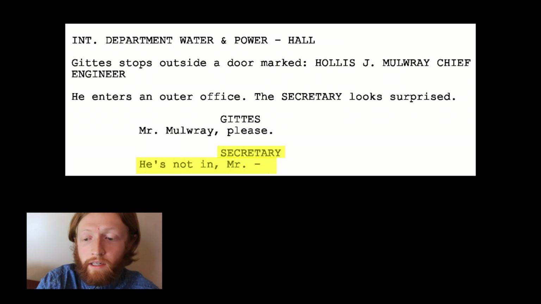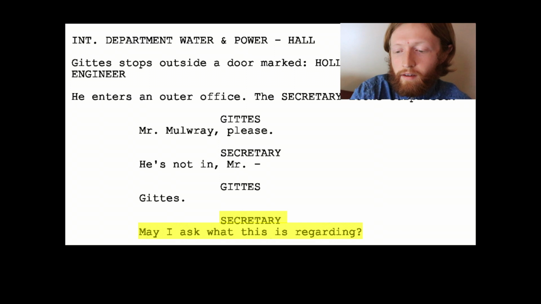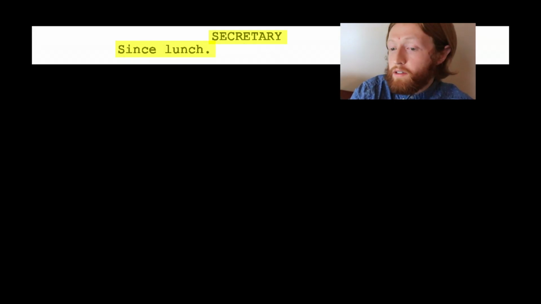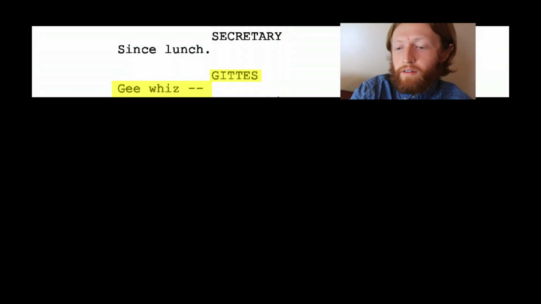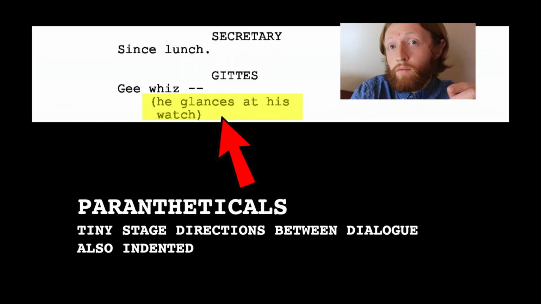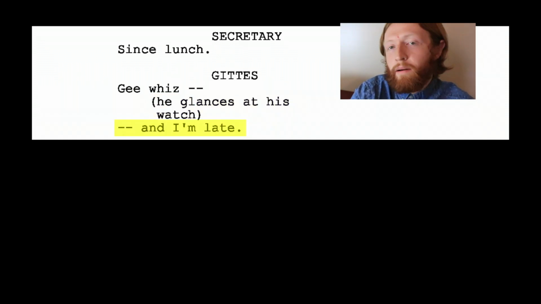The secretary says, "He's not in, Mr. Gittes. May I ask what this is regarding?" "It's personal." "Has he been out long?" The secretary says, "Since lunch." "Gee whiz." Gittes, notice, glances at his watch. So this is what they call parentheticals. These are tiny stage directions that are used between dialogue if an actor needs to be doing something with their body or whatever, to add an emphasis to what they're saying. So he glances at his watch and he says, "And I'm late."